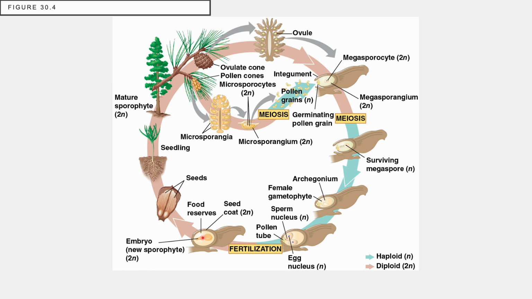So the zygote becomes an embryo, and since we're in a seed, we have the protection of the seed coat and also some added nutrients that are being provided by food reserves of the contents of the archegonium.